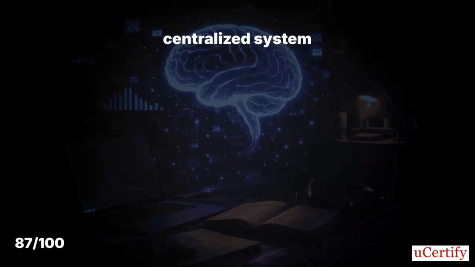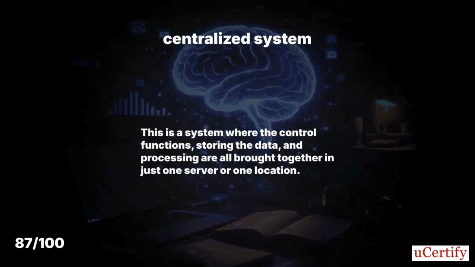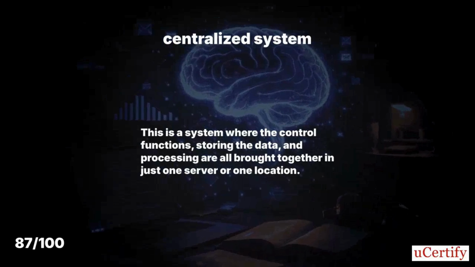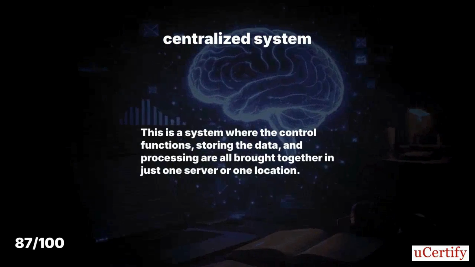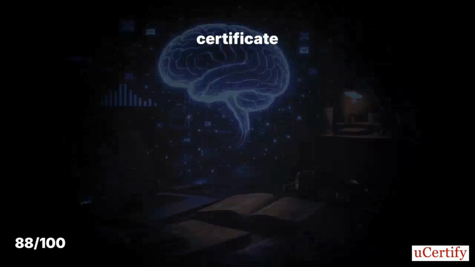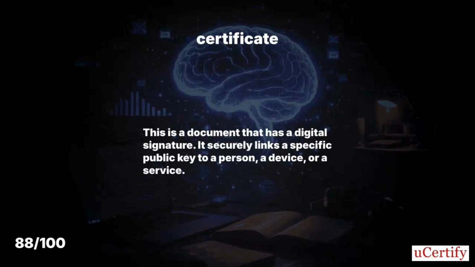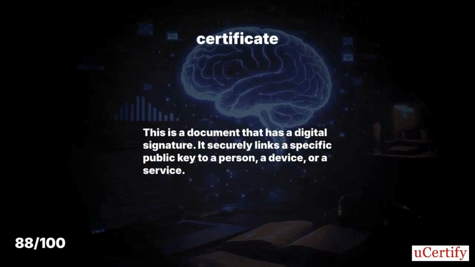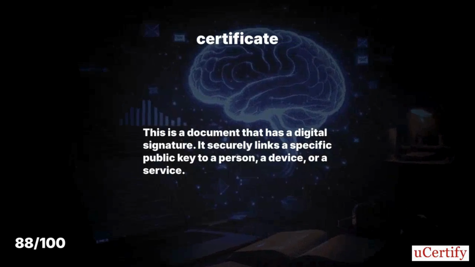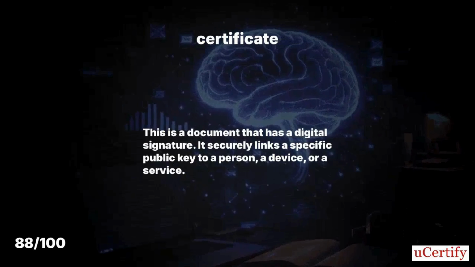Centralized system. This is a system where the control functions, storing the data, and processing are all brought together in just one server or one location. This is a document that has a digital signature. It securely links a specific public key to a person, a device, or a service.